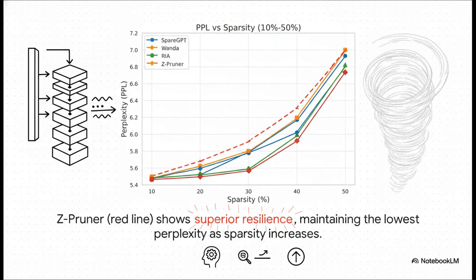And if you're still not convinced, this chart should do it. It shows what happens as you get more and more aggressive with the pruning, going from 10% all the way up to 50%. See that red line for Z-Pruner hugging the bottom? It stays consistently lower than everyone else. This shows how robust it is. You can chop more away, and it still hangs on to its performance better than the others.